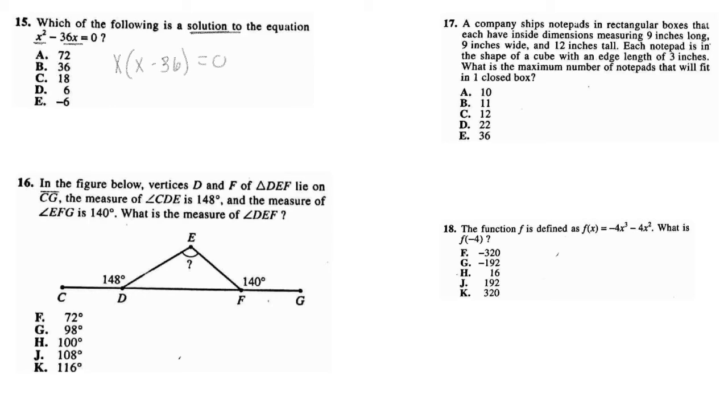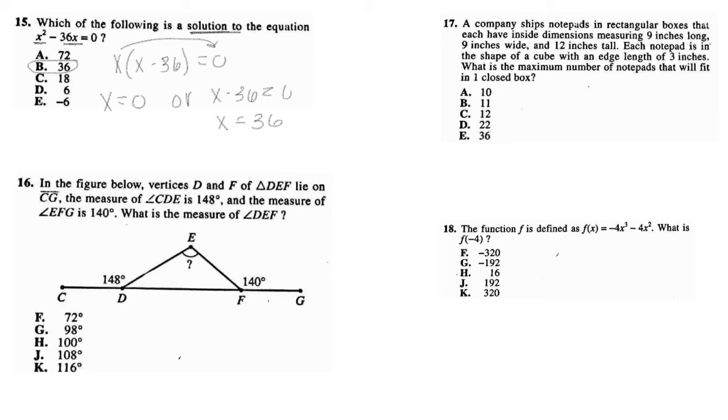So my two answers: one of them would be x equals 0, or, if I said x minus 36 equal to 0, then I get x to be 36. So which of these two could I find over here? Looks like it's going to be answer choice B. Okay, moving on to number 16.